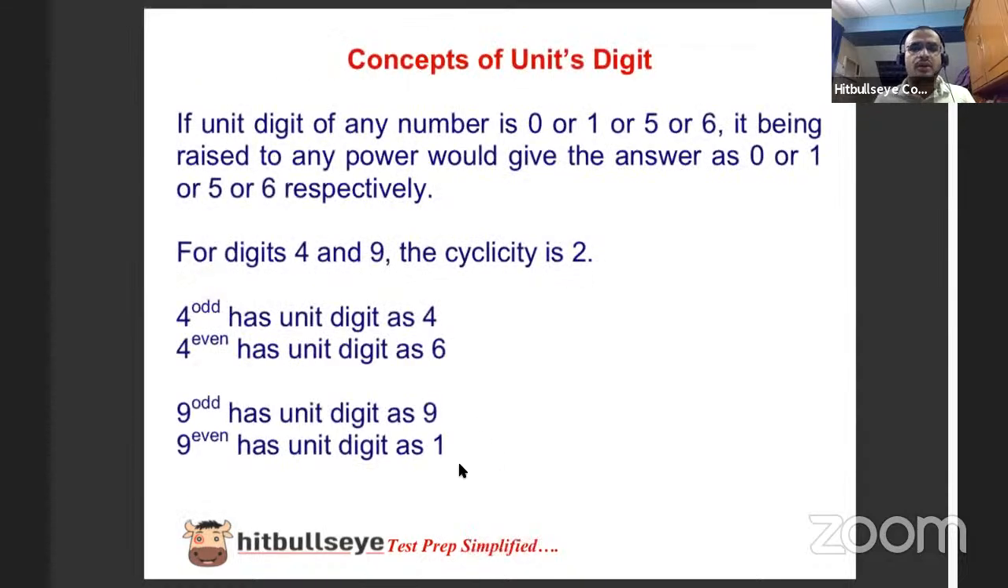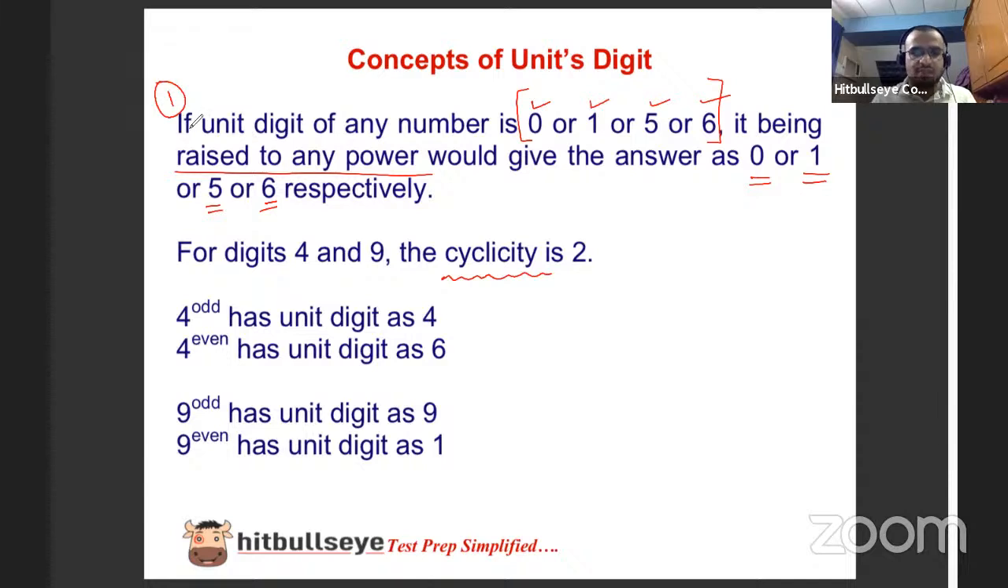Now let's look at the different numbers at the unit digit and what is their cyclicity. So the word is cyclicity. What is cyclicity? Let's see. Whenever the unit digits are 0, 1, 5 and 6, no matter what is the power they are raised to, the answer will remain the same, 0, 1, 5 and 6 respectively. 0, 1, 5 and 6, no matter what is their power, the numbers are going to remain the same. Point number 1.